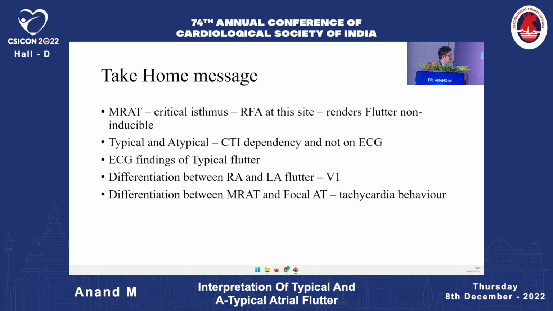Differentiating between RA and LA flutter is based on the morphology in V1. If it is completely positive, it's more likely LA in origin. If it is completely negative, it's RA in origin. And differentiation between macro-reentrant atrial tachycardia and focal atrial tachycardia is predominantly based on the tachycardia behavior rather than ECG findings. The ECG findings may be thrown off if there is structural heart disease.